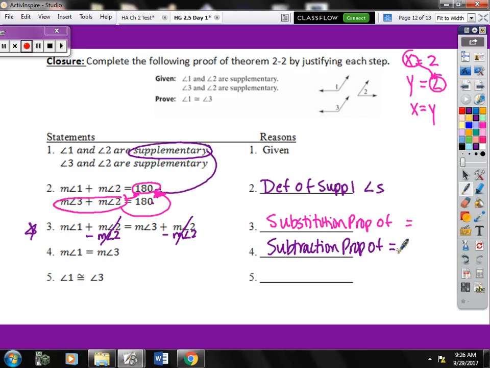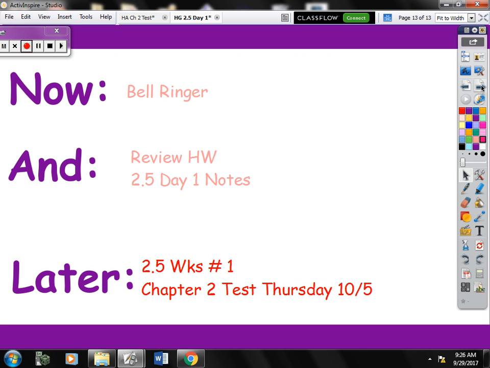And then the last step, they went from telling me the measures were equal to saying that they're congruent. What's the reason that we can go either from an equal sign to a congruent sign or from a congruent sign to an equal sign? What allows me to do that? Kayla? Yes, definition of congruent angles. So this proves, since this is supplementary and this is supplementary to this, then the two supplements have to be congruent.